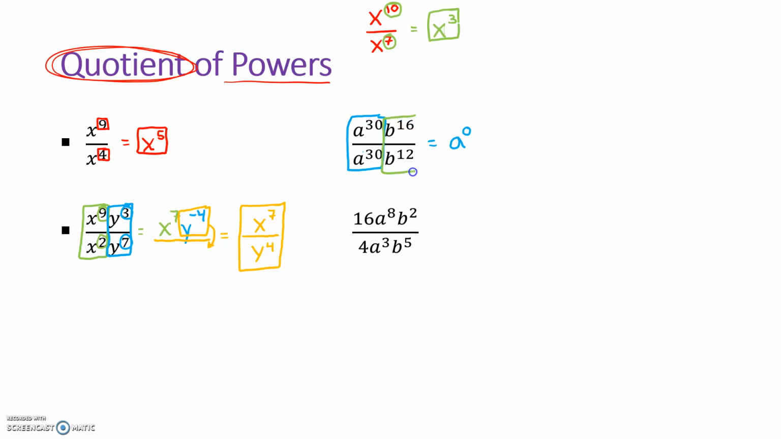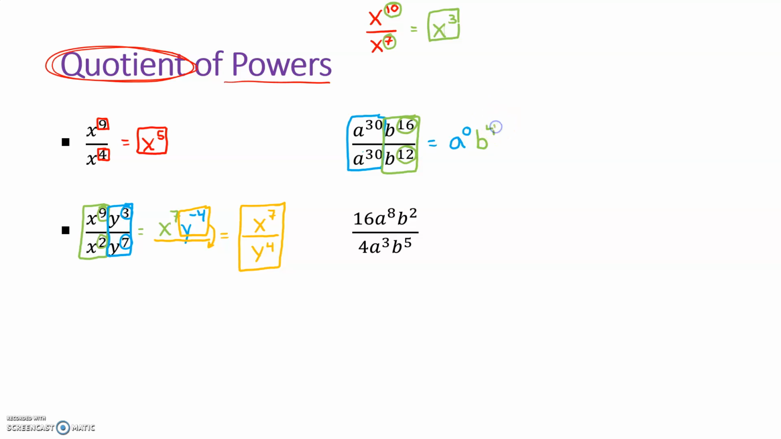b to the 16th divided by b to the 12th. Again, we're dividing. Quotient of powers says if you're ever dividing and you have exponents with the same bases, we're going to subtract: 16 minus 12, which is going to give us b to the 4th.